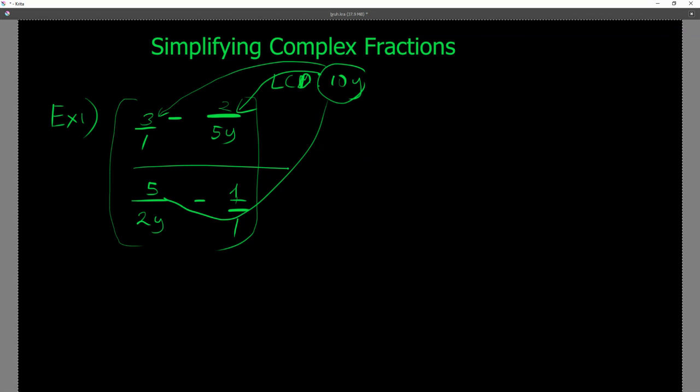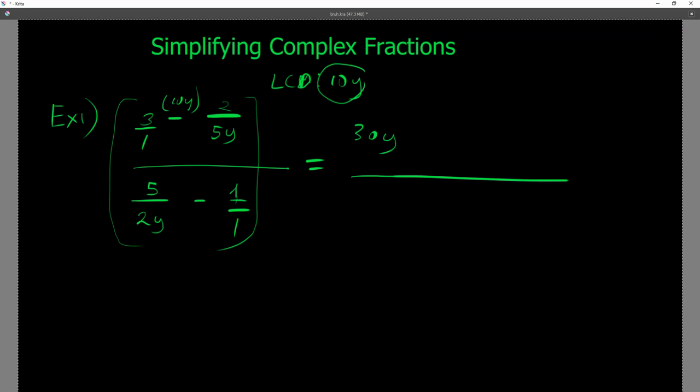Okay, I'm gonna get rid of those arrows so they don't look so messy. But here, if I multiply this by 10y, I get 30y. All right, and here, if I take this and multiply by 10y, the 5 and the 10 cancel. I have 2 left, and the y cancels. I have 2 left here. I have 2 times 2 is 4. You see? So if you do the LCD correctly, it should always cancel out all your denominators.